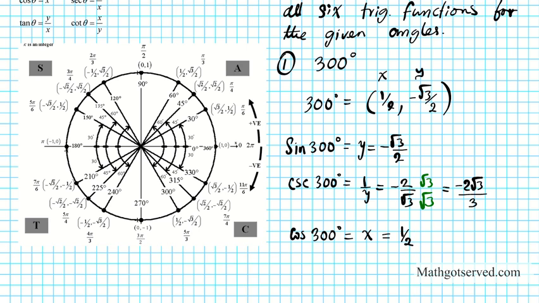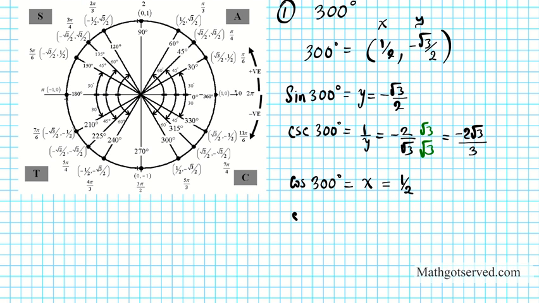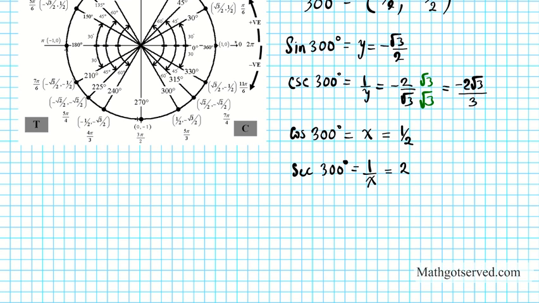Now the reciprocal of cosine is secant. Okay? So secant 300 degrees is 1 over x. So I can divide this by 1, I can just reciprocate this. The quickest way is to just reciprocate this, and we get 2. Alright? Alright, now we have that down. Next thing is the tan.